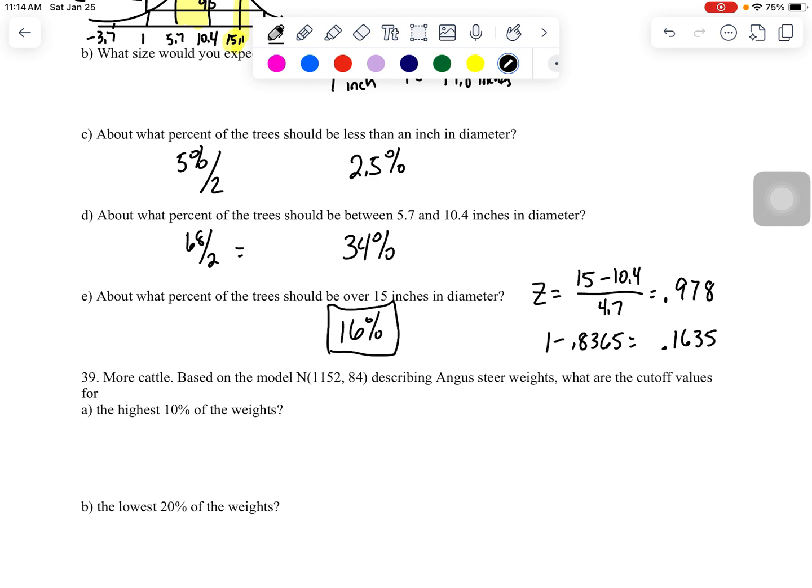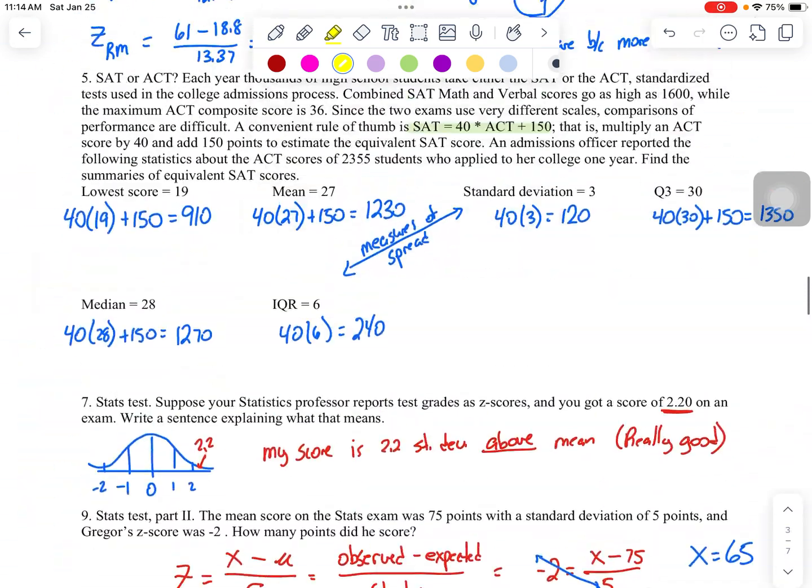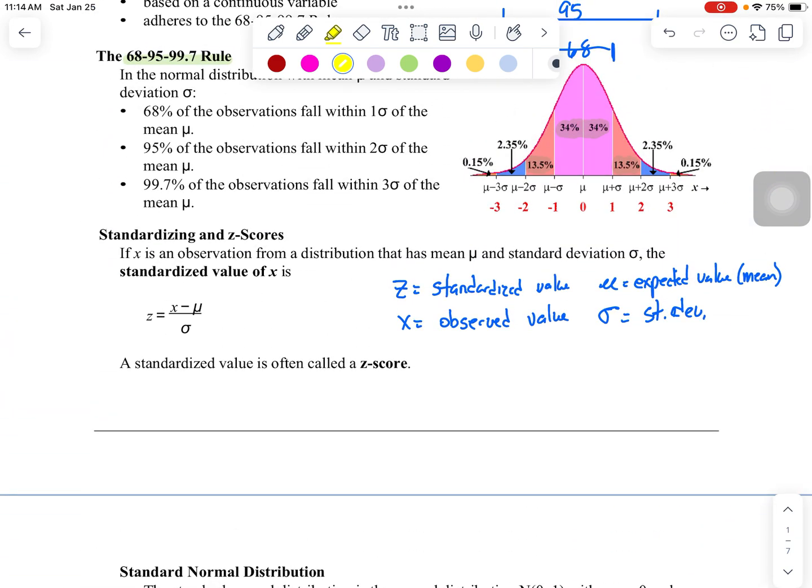Okay, more cattle, the highest 10% of weights. This is a perfect lead in, because we're going to have to use the table for this one here. We want the highest 10% of weights. Let's do a highlighter instead. What we're talking about is we want the highest 10%. If we think about a curve here, let's find a curve. If we think about that highest 10%, it's past 1 standard deviation.